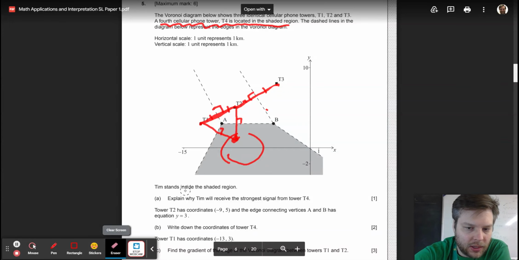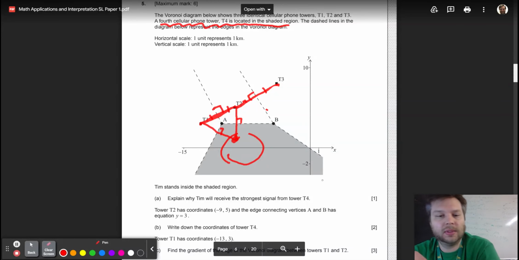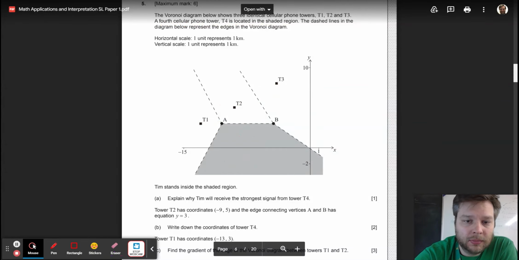Okay, so why will Tim receive the strongest tower from T4? Because he's closer to T4. That's what it means to be in a Voronoi diagram: the different cells tell you what tower you're closest to. The shaded area is all closest to tower 4. Okay, now we get some coordinates. Let's be a little more specific.